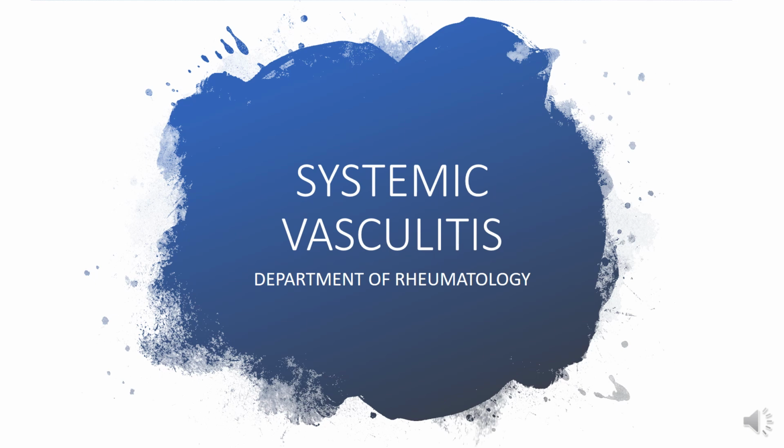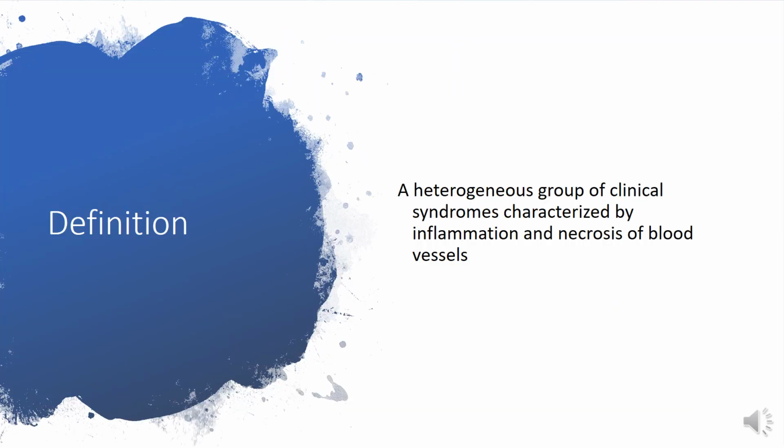Hello students, now we will discuss systemic vasculitis. The vasculitides are defined by the presence of inflammatory leukocytes in vessel walls with reactive damage to mural structures. Both loss of vessel integrity leading to bleeding and compromise of the lumen may result in downstream tissue ischemia and necrosis.